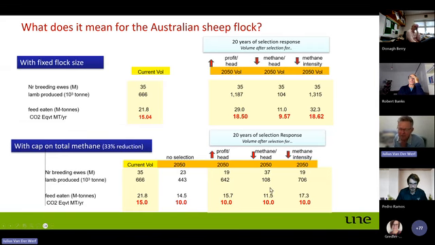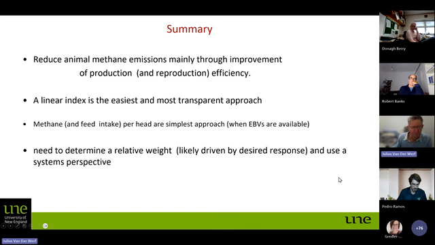So if you select against methane per head, we would get very little output in 20 years, still reaching that goal here. So what this shows you is basically, if you want to produce less methane as a country from your flock, you just have to reduce the number of animals and make them a lot more productive, rather than decrease methane per animal and make them less productive, because then you don't end up with any food anymore.